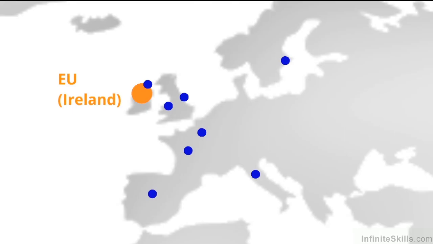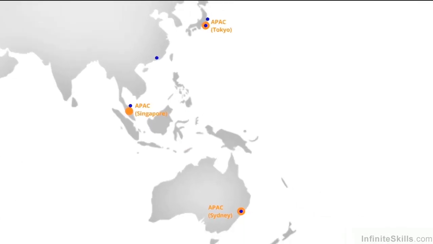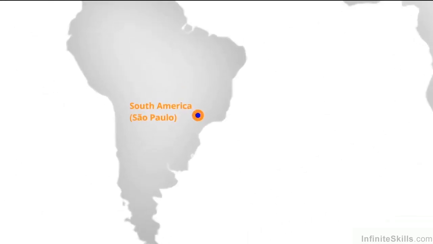One thing important to note is that data that you put into a region will never leave that region. This is especially important in Europe, where there are strict laws regarding data transfer and borders. Here you can see that in the Asia Pacific area, we have 3 regions, one in Tokyo, one in Singapore, and the newest in Sydney. Amazon's Sao Paulo region serves South America.